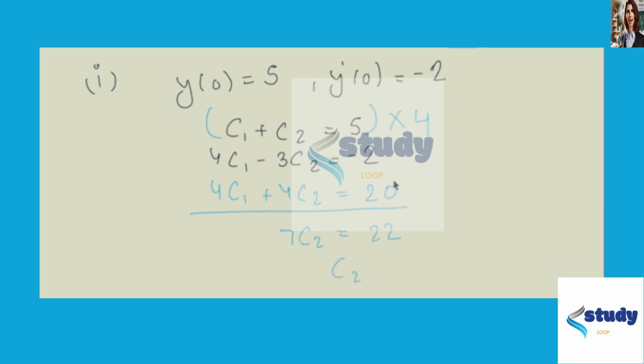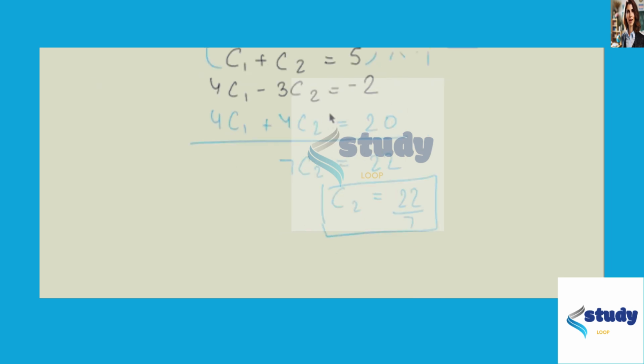So c2 becomes 22 by 7. The value of c2 for these initial values comes out to be 22 by 7. Now finding the value of c1, c1 comes out to be 5 minus 22 by 7, that means 13 by 7. So the value of c1 comes out to be 13 by 7 for this initial value problem. Now we'll solve the second part similarly.